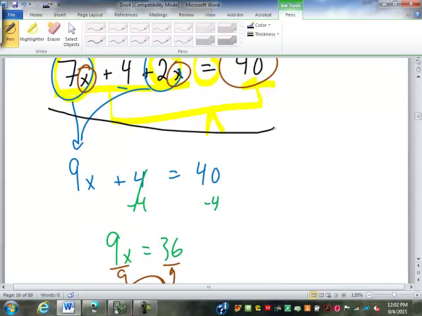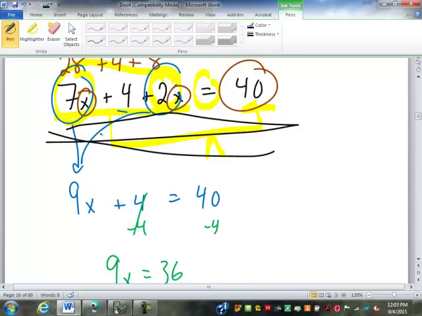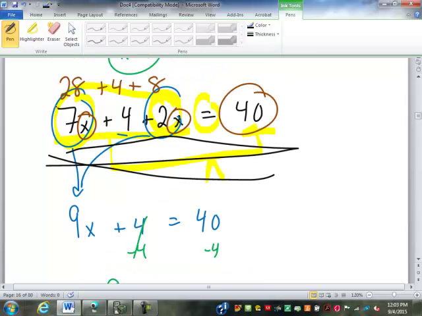I'm not going to do that. Oops, go ahead. So I heard someone speaking up. I'm not going to do this double check anymore. I'm going to assume you guys can do that on your own. But remember, in every problem, you can always put the answer back in for x and double check it.